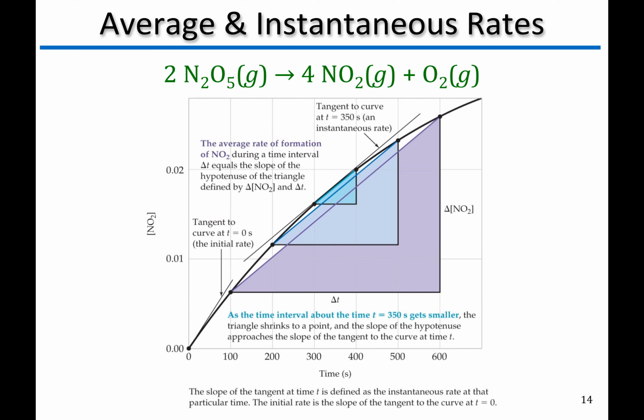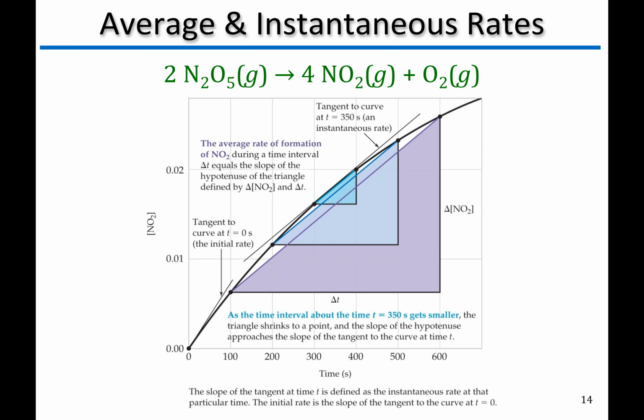Okay, so if we take a look at a plot of some data for this reaction, the same N2O5 reaction, what we can see are several different ways of determining the rate. If we want to know, for instance, the initial rate, we might look at the tangent at time 0. This tells us an instantaneous rate, and in this case it's the initial rate since it's at time 0 for the reaction. But it only tells us the rate at that specific moment in time.